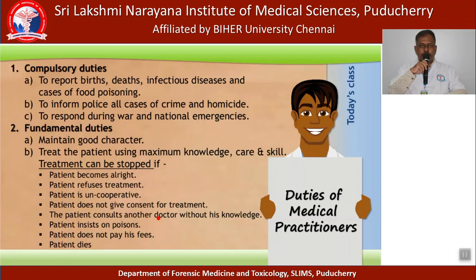If the patient consults another doctor without the doctor's knowledge, treatment can be stopped. If the patient insists on poison, demands that you give poison because they want to die, that is assisted suicide, called euthanasia. Even if he insists on being given poison, do not give it. If the patient does not pay the doctor's fees, the practitioner's fees can be stopped.